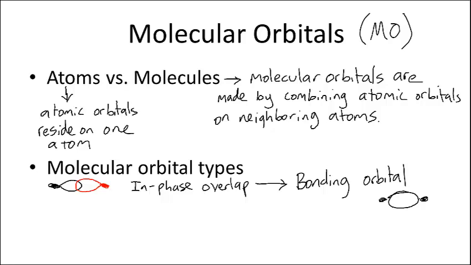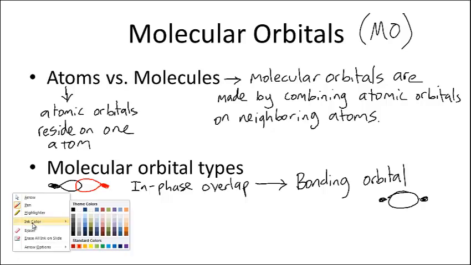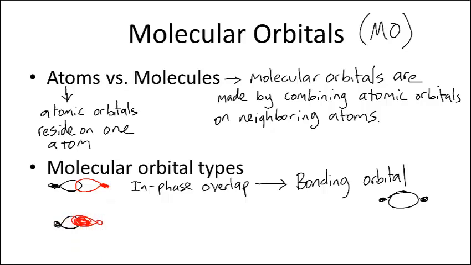On the other hand, we can have out of phase overlap. So if I bring those same two orbitals together, but I bring them together one shaded and one unshaded. Now we would say that's out of phase overlap. That's going to be destructive interference.